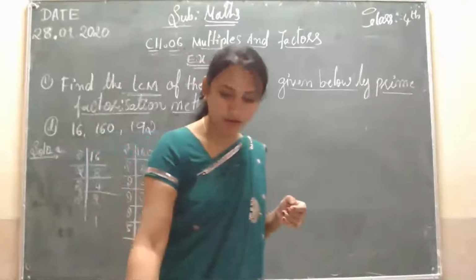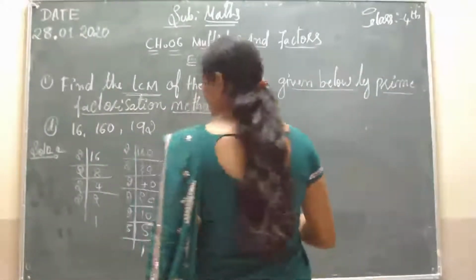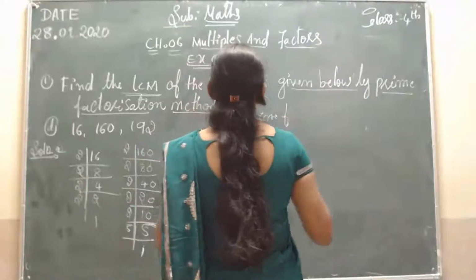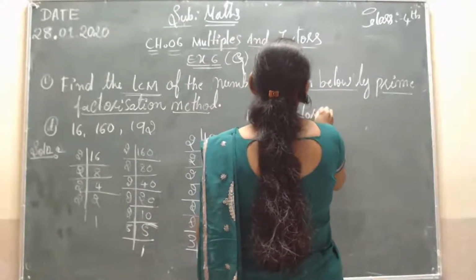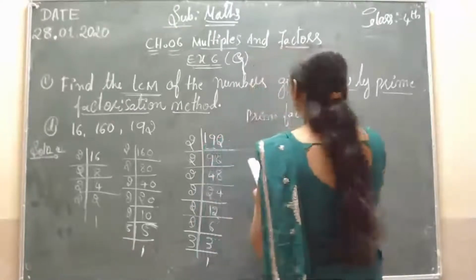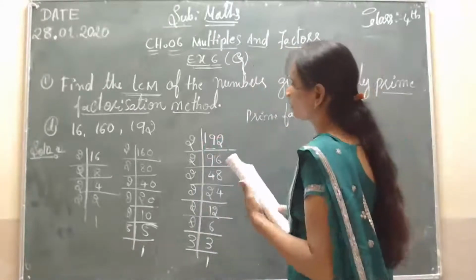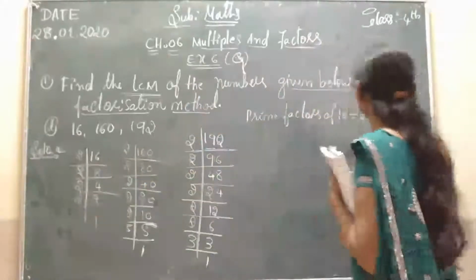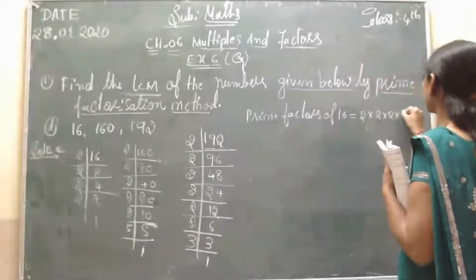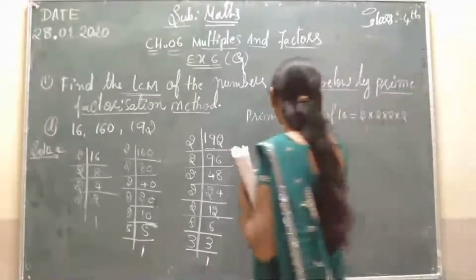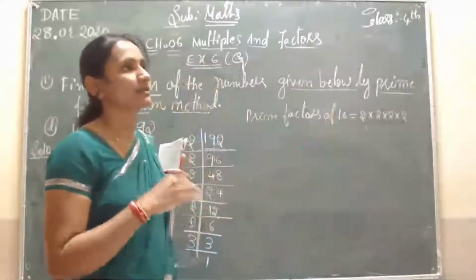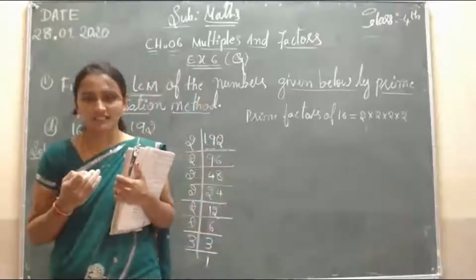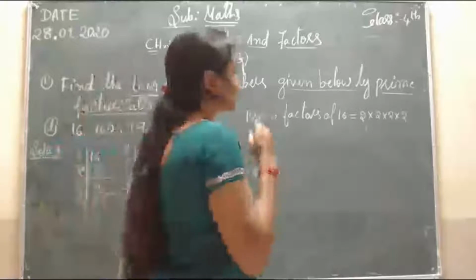Students, you have to write the steps. What is the next step? First you have to write the factors of 16. So how many 2s are there, students? 4 2s. So these you have to consider as factors: 2 into 2 into 2 into 2. So students, in the prime factors of 16, 2 is multiplied how many times? You have to consider 4 times. That is 2 raised to 4, and the value is 16.